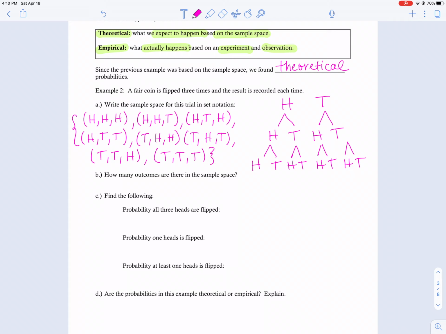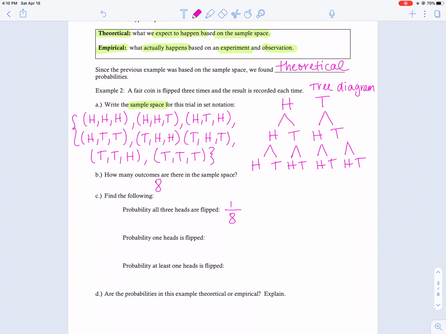So 2 ways, either sample space, this is sample space, obviously, or tree diagram. Okay, either one would be acceptable. Now, how many outcomes are there? 8. So that's going to be your denominator when they start asking you probability questions. What's the probability that 3 heads are flipped? How many times did you get 3 heads? Once. So your probability is 1 out of 8.